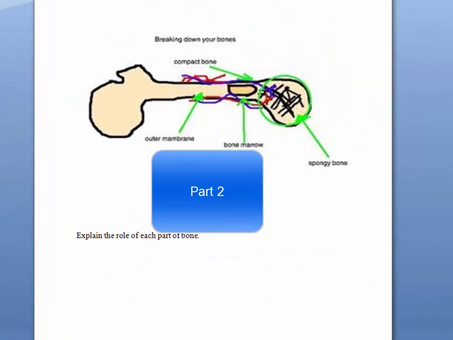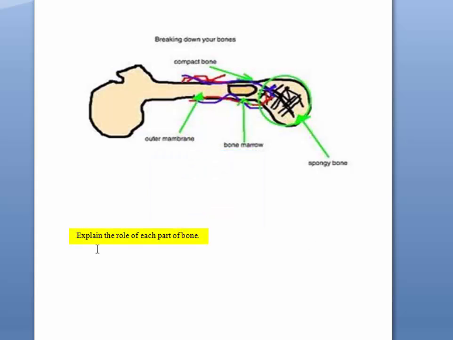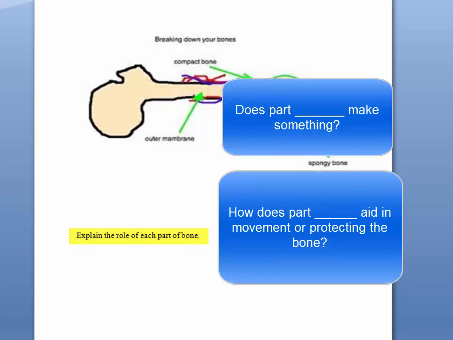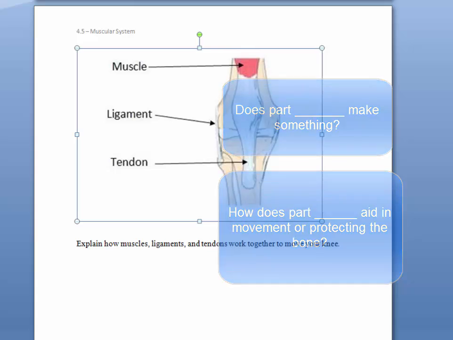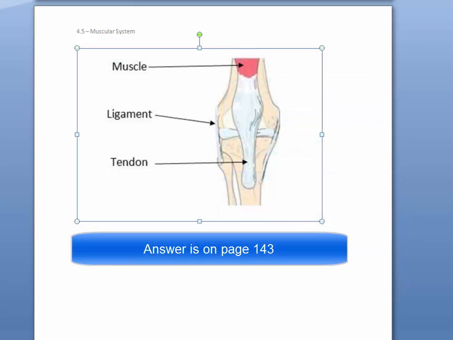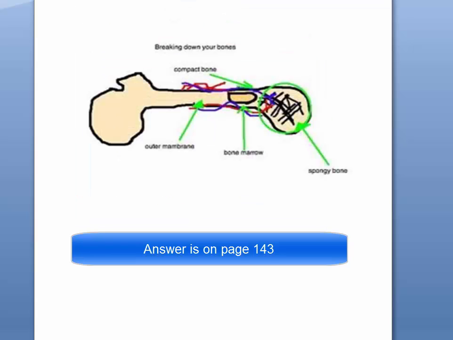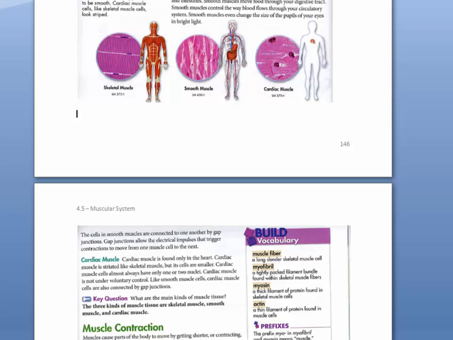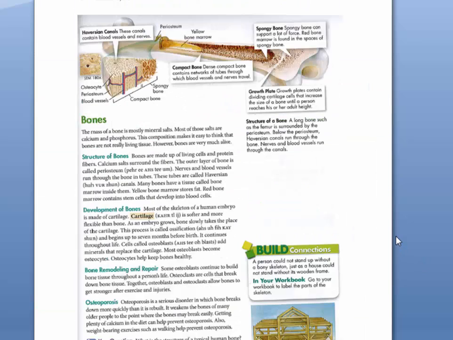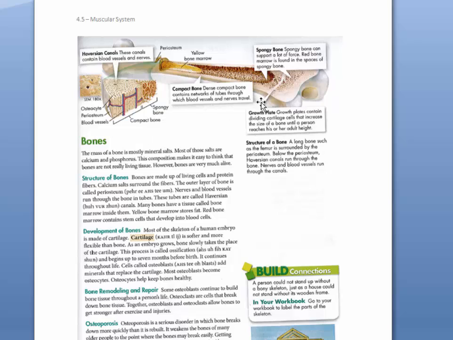Here's the first question in part 2. Explain the role of each part of bone. All right. Second question. Sorry. The answer to this question right here, the first question, is on page 143. Right here. It explains what each part of the bone does.